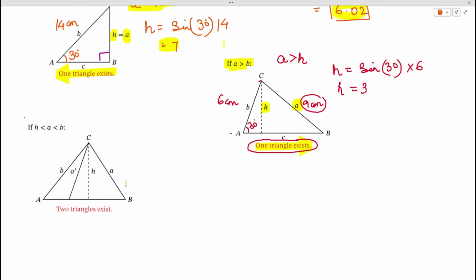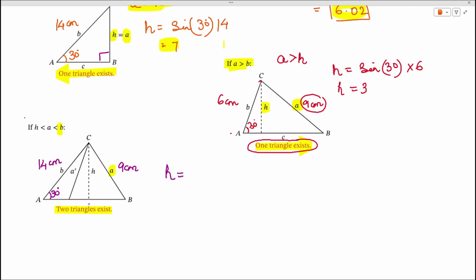Now let us look into the last scenario where the height is smaller than this side, but at the same time the side A is smaller than the side B. In this case, there's a possibility of two triangles. So let us take the numbers and check it out. If angle A given to us is 30 degrees, side B is 14 centimeters, and side A is 9 centimeters, the very first thing is we are going to figure out the height.